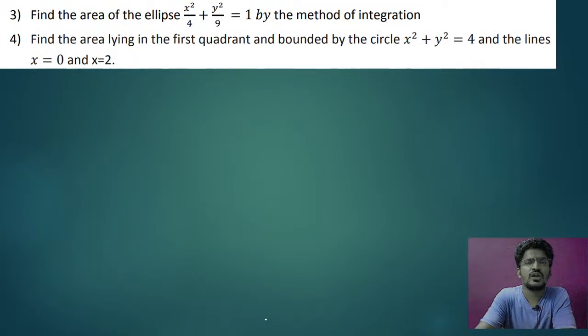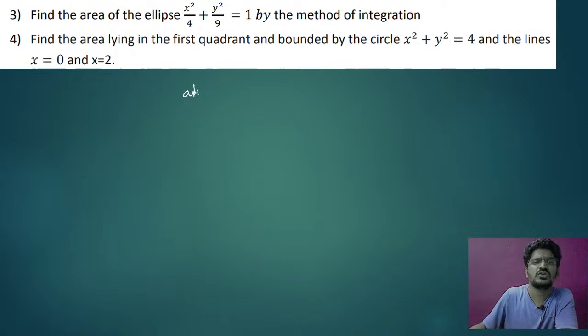Now we can go for the third problem. Find the area of the ellipse. So here also you don't write directly ab pi. Okay. Here you have to solve all the steps.